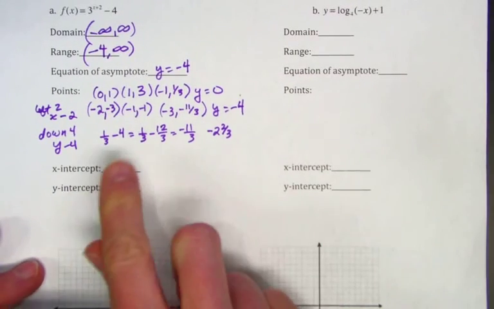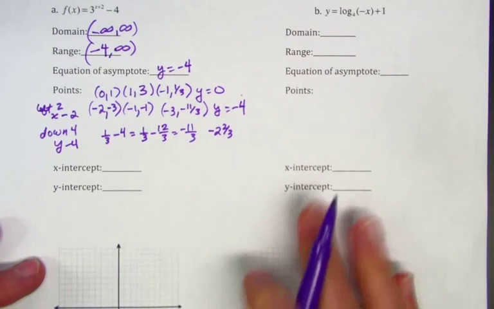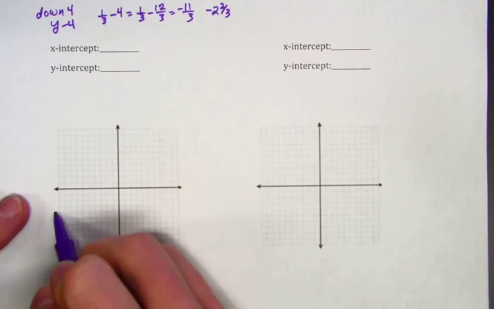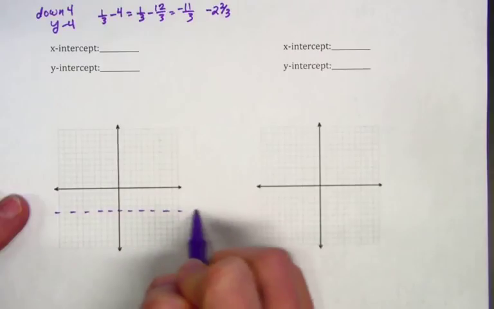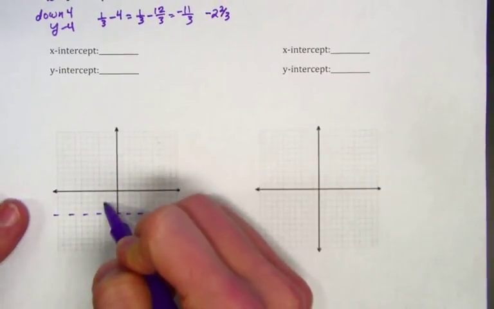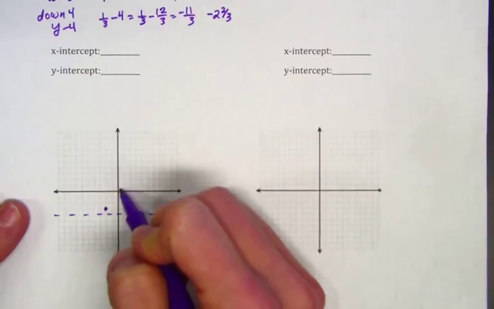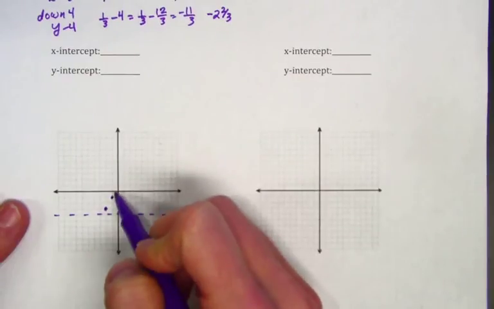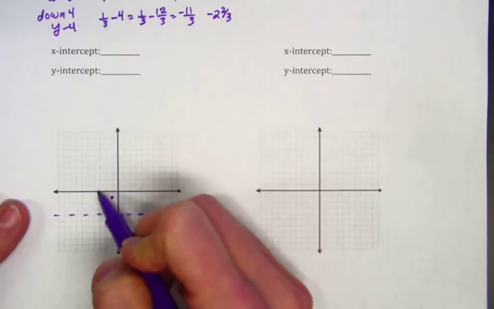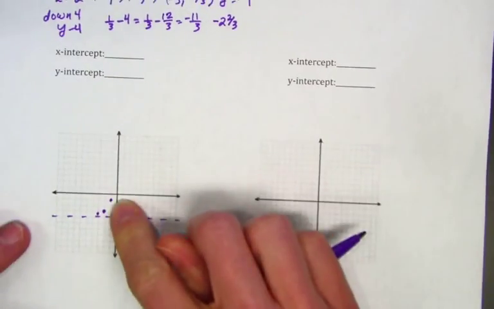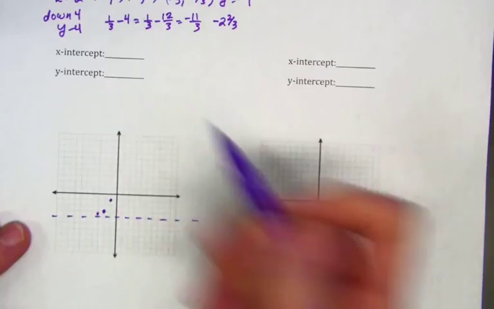So for the graph, let's go ahead and plot everything. I have y equals negative 4. 1, 2, 3, 4. And my points are negative 2, negative 3, negative 1, negative 1, 0, negative 3, and 1, negative 2 2/3. Okay, so I don't see any of the intercepts, so let's go ahead and solve.